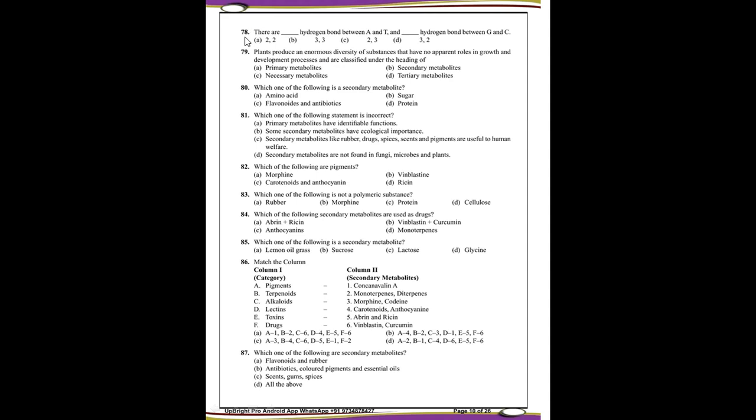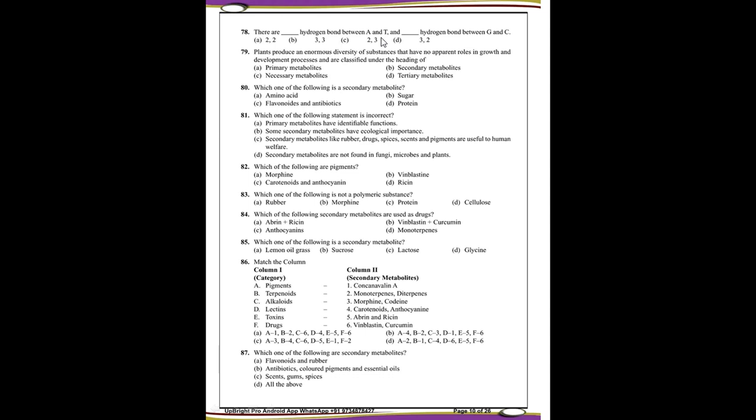Okay, I think this is the last page for us to end. Question 78. There are dash hydrogen bonds between A and T and dash hydrogen bonds between G and C. So we have about 2 hydrogen bonds between adenine and thymine, and 3 between guanine and cytosine. So the answer is C.